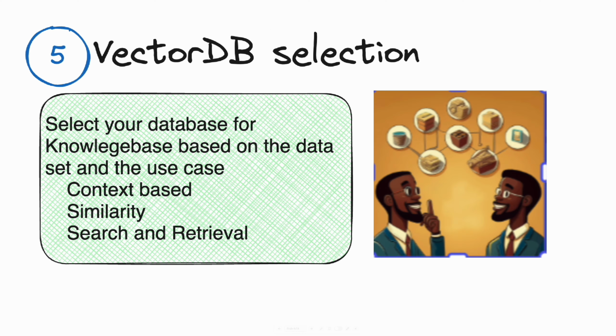And also want to highlight that you should spend some time to figure out which vector database to select. For your knowledge base, Amazon Bedrock provides a default knowledge base like OpenSearch Serverless, which is good.